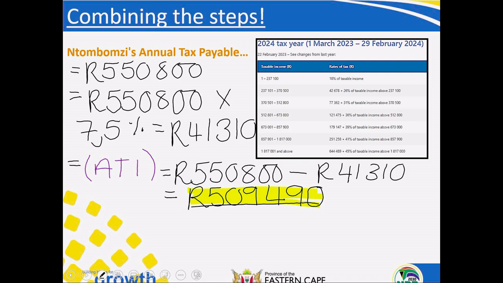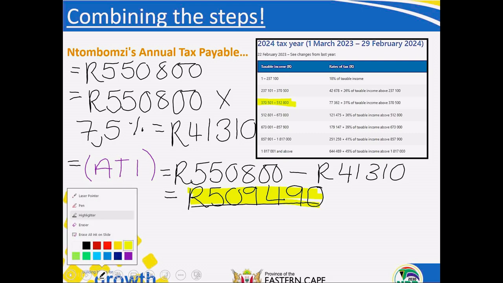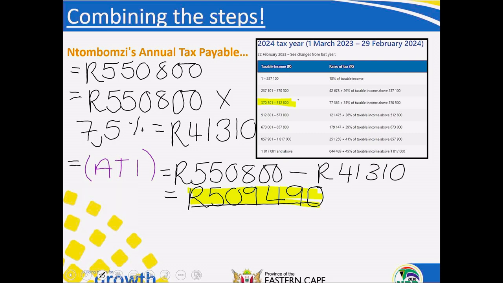So, if we quickly look through brackets 1, no. We can see that number's way too big. Bracket 2, again, it is still too big. Bracket 3, the maximum for bracket 3 is 512,800 Rand. So our ATI will fit into bracket 3. Meaning, for our calculation, we are going to use the corresponding rate next door. So, we will write out our rate in full.